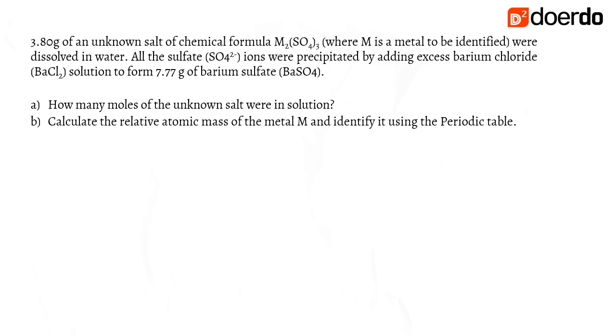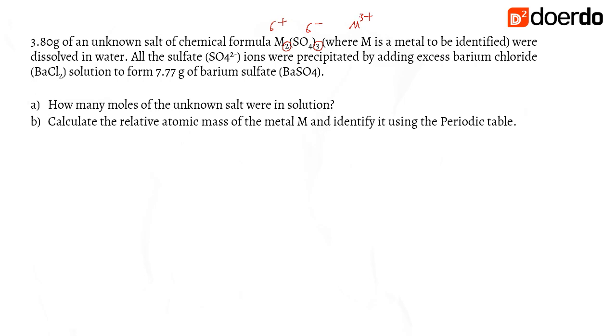3.8 grams of an unknown salt of the chemical formula M2(SO4)3, where M is a metal to be identified, were dissolved in water. Firstly, I'd like to point out the charge. So it requires 2 ions of M to react with 3 ions of SO4 2-. Since SO4 2- has a charge of 2 minus, and you multiply that by 3, the total negative charge of this ion is 6 minus. So that means M2 must contribute 6 plus. That means M has a charge of 3 plus.